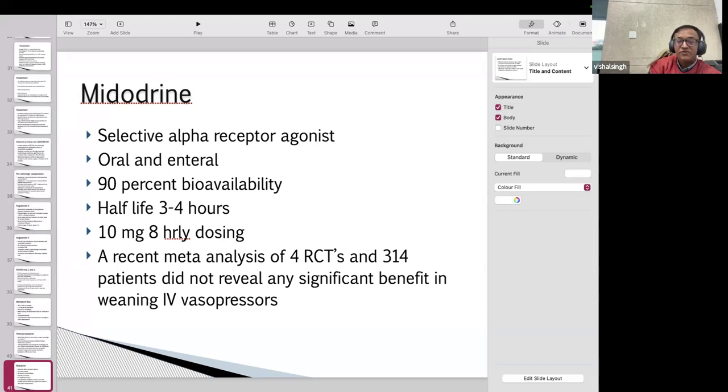Midodrine is one of the oral vasoconstrictors which is there in the system. It is a selective alpha receptor agonist, 90% bioavailability orally, and hence it is considered to be a good oral vasoconstrictor. Half-life of 3 to 4 hours, 10 milligram 8 hourly dosing, and a few trials also used 20 milligram, but without much benefit. And a recent meta-analysis of 4 randomized controlled trials in 314 patients did not reveal any significant benefit in weaning IV vasopressors, but still, especially in patients with chronic sympathetic dysfunction, sometimes midodrine may help you. So keep it at the back of your head.